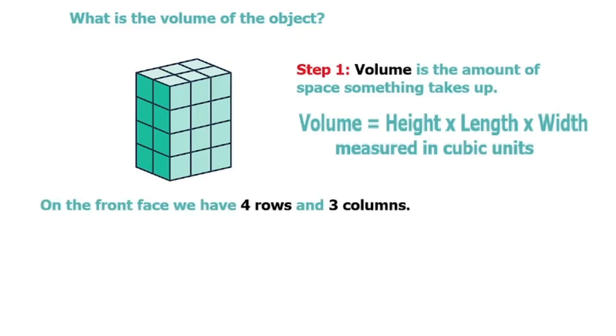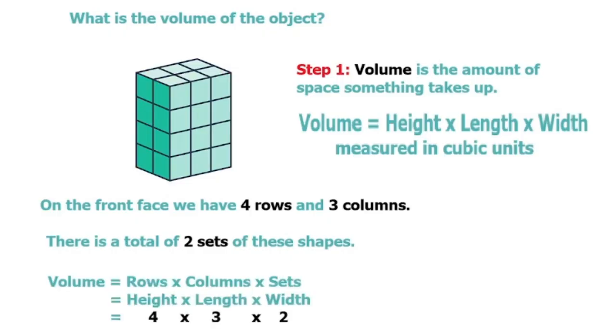So on the front face, we have 4 rows and 3 columns. You could see on the front face, we have 4 rows, 1, 2, 3, 4, and 3 columns, 1, 2, 3. So there is a total of 2 sets of these shapes, right? We have this set, and then we have the set directly behind it that is stuck together.